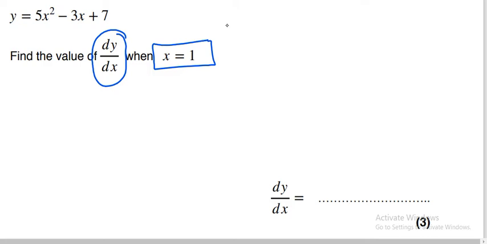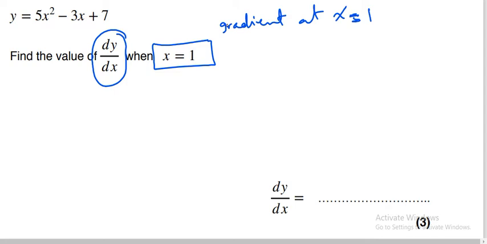This question is the same as if he said find the gradient at x equal 1. So if he said find dy by dx when x equal 1, it's the same as if he said find the gradient of the curve at x equal 1. It's the same solution and the same meaning. Here, as we said before, the fundamental rule of differentiation: multiply by the power, subtract 1 from the power.